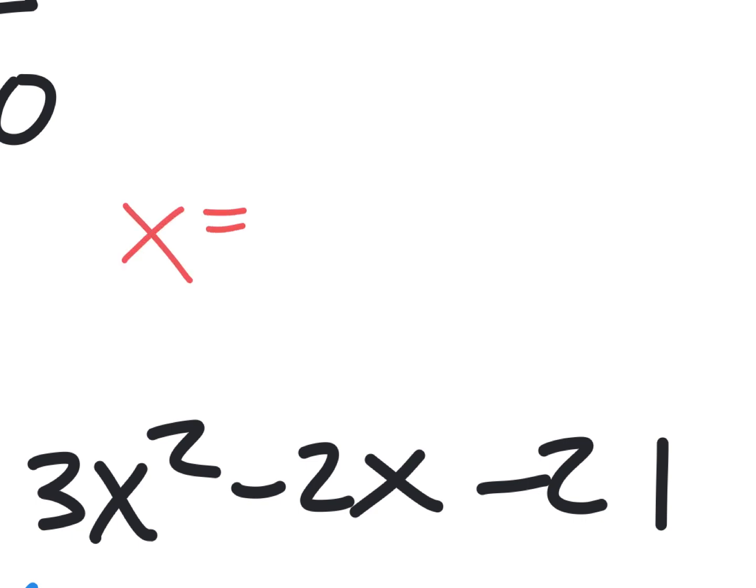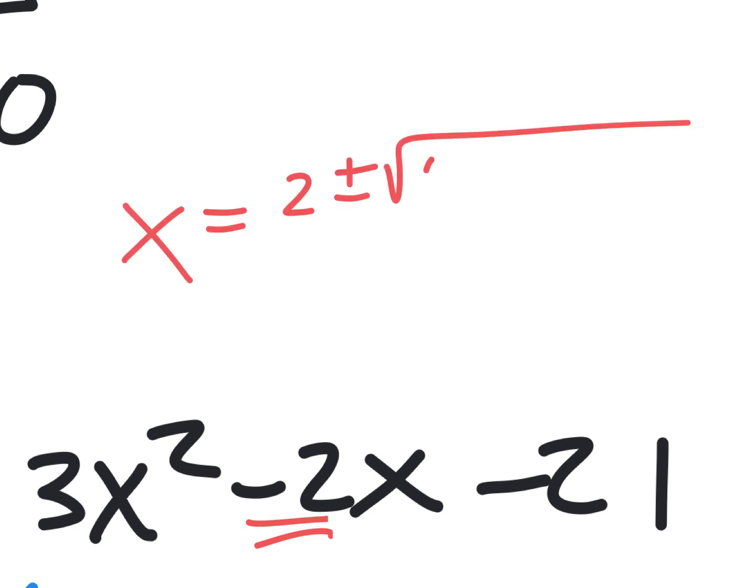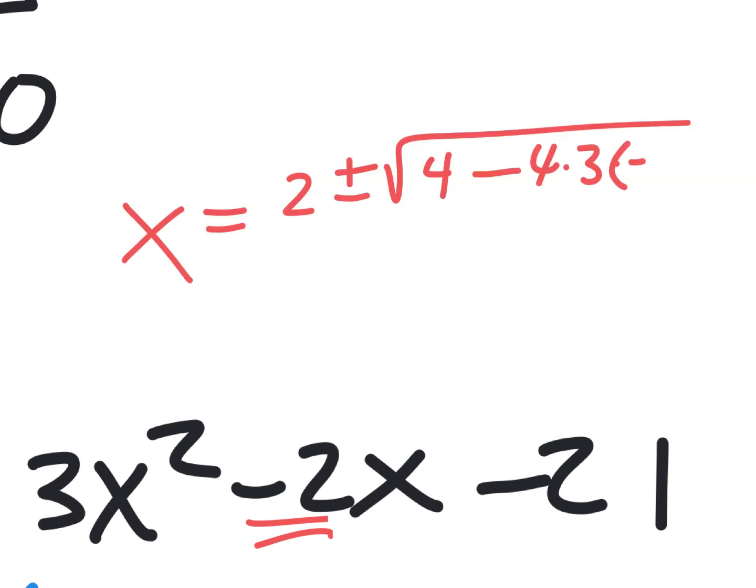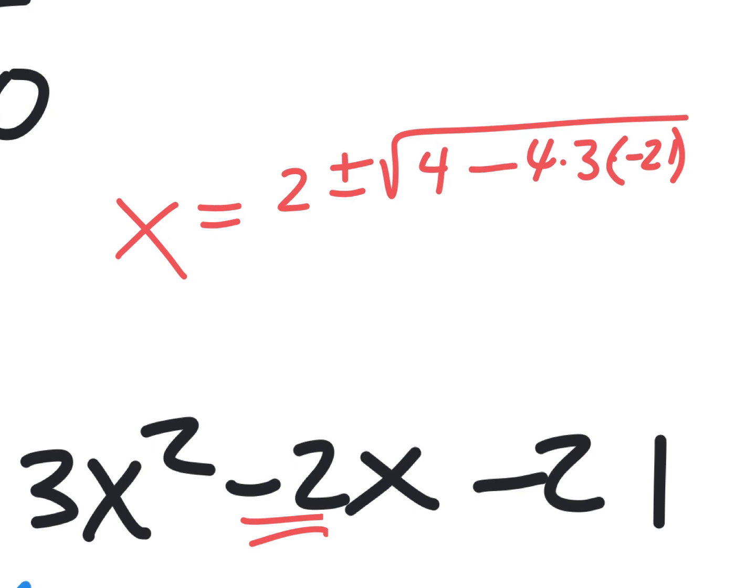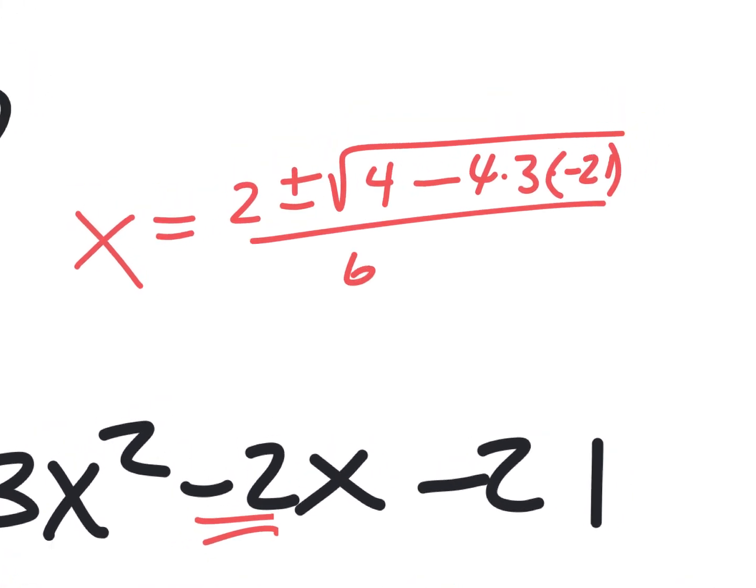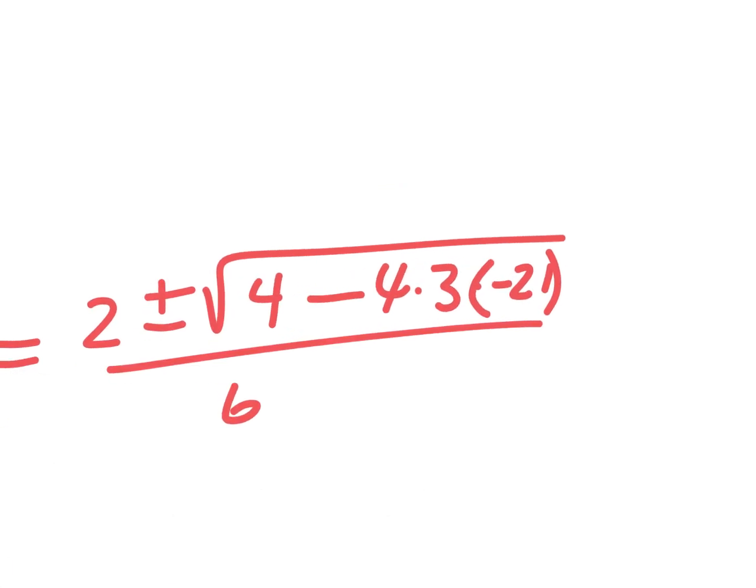I could have done negative b, which would be the opposite of that. So it's 2 plus and minus the square root of b squared, which is negative 2 squared, which is 4, minus 4 times a, which is 3, times c, which is negative 21. Holy crap. But it all works out pretty nice. All over 2a, which is 2 times 3, which is 6. And that will simplify down to the two answers we had.